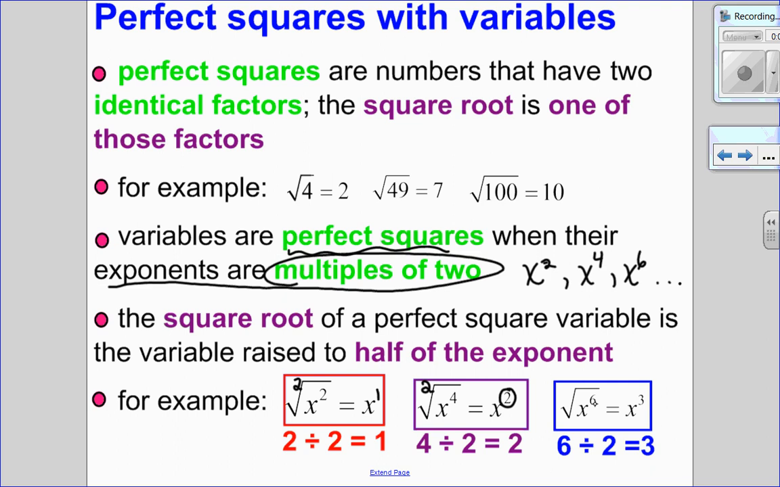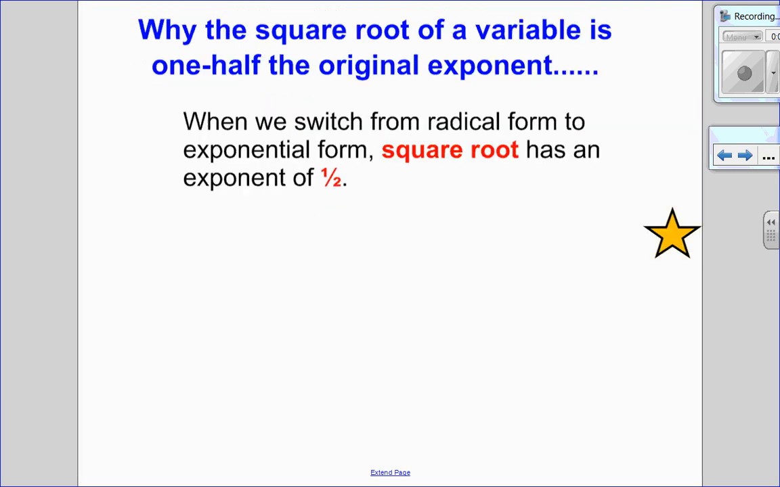The square root of x exponent 6, since it's a square root, 6 divided by 2 is 3. Now, why do we take half of the exponent? Well, that comes from switching from radical form to exponential form. Remember when we had a question like this, 2 to the 1/2, we knew that that was the same as the square root of 2, because square roots have exponents of 2.